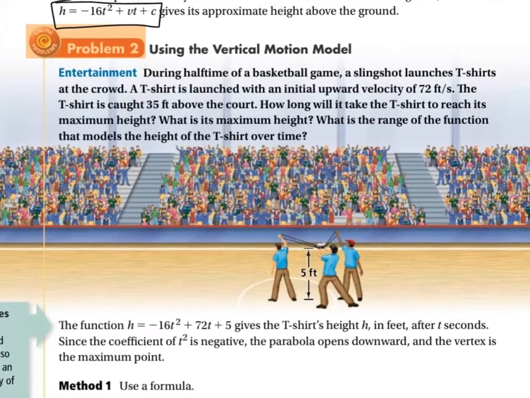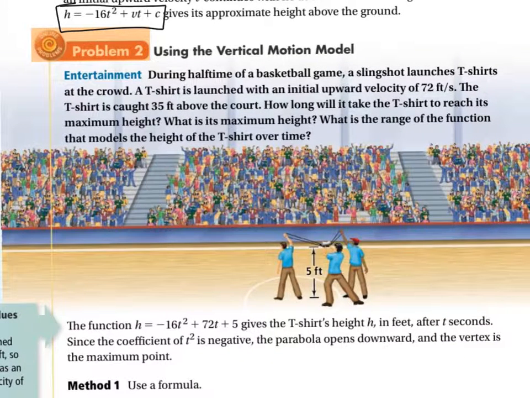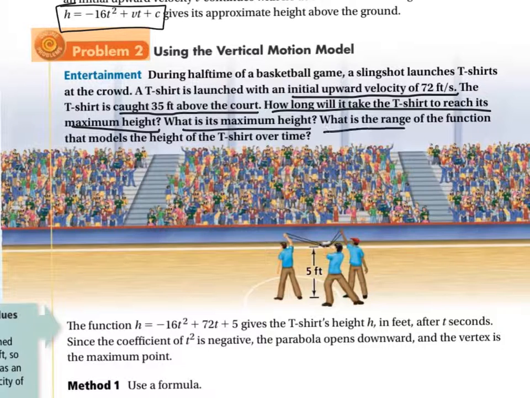So problem 2, the slingshot launches t-shirts at the crowd. T-shirts are launched with an initial upward velocity of 72 feet per second. That's going to be going in place of V in our equation. It's caught 35 feet above the court. So how long will it take the t-shirt to reach its maximum height? What is the maximum height? What is the range? Okay, we got a lot of questions to be answered here.